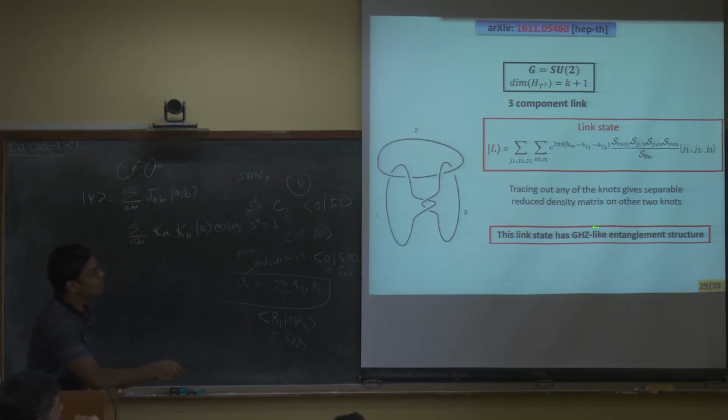The separable reduced density matrix, what does that mean? Yes. If you trace out one of the knots, the entropy is 0. So the state on the remaining two is a separable state.